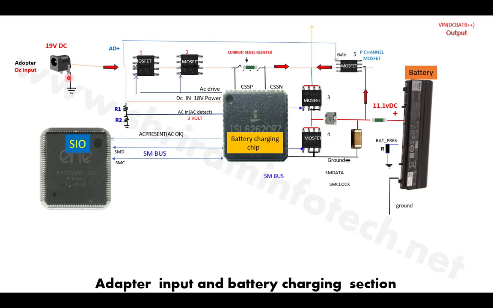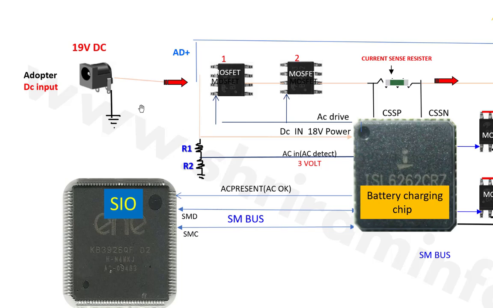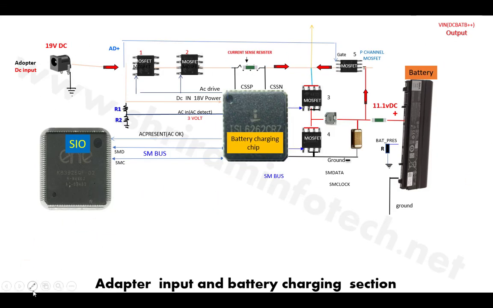In this section we saw the input voltage coming from the adapter, and this voltage is passed from the adapter across these two MOSFETs and then across this current sensing resistor. Suppose the voltage is 19 volt, it comes across and then goes to the output. So 19 volt goes output from here.